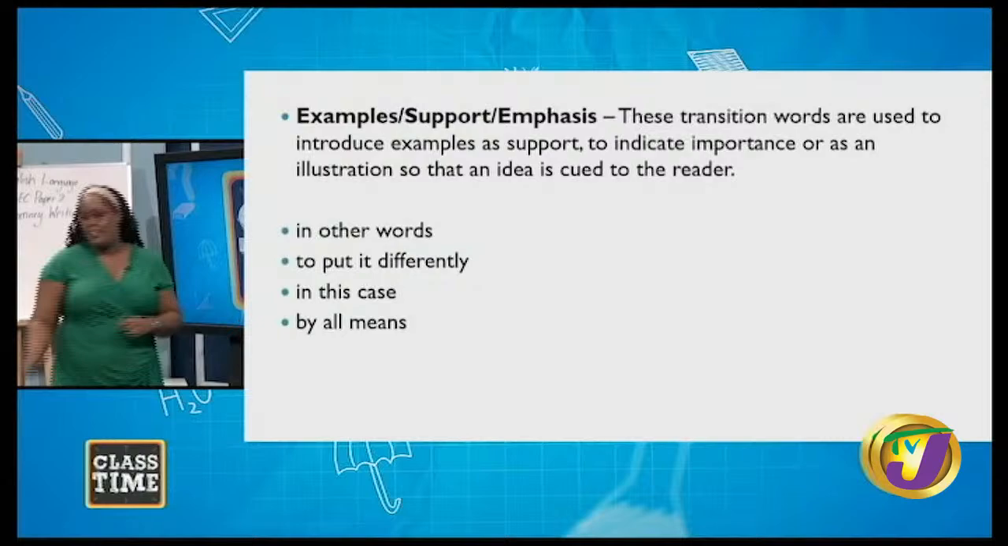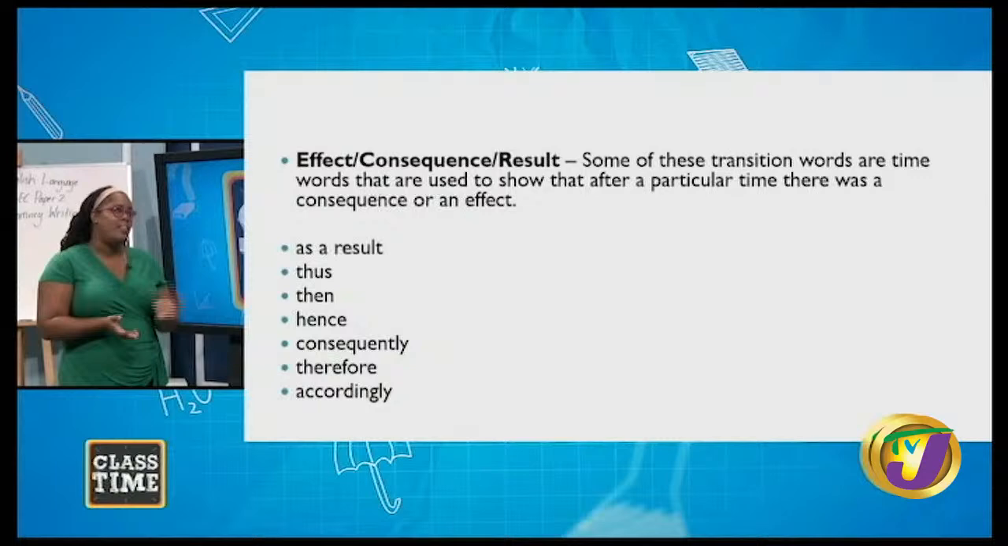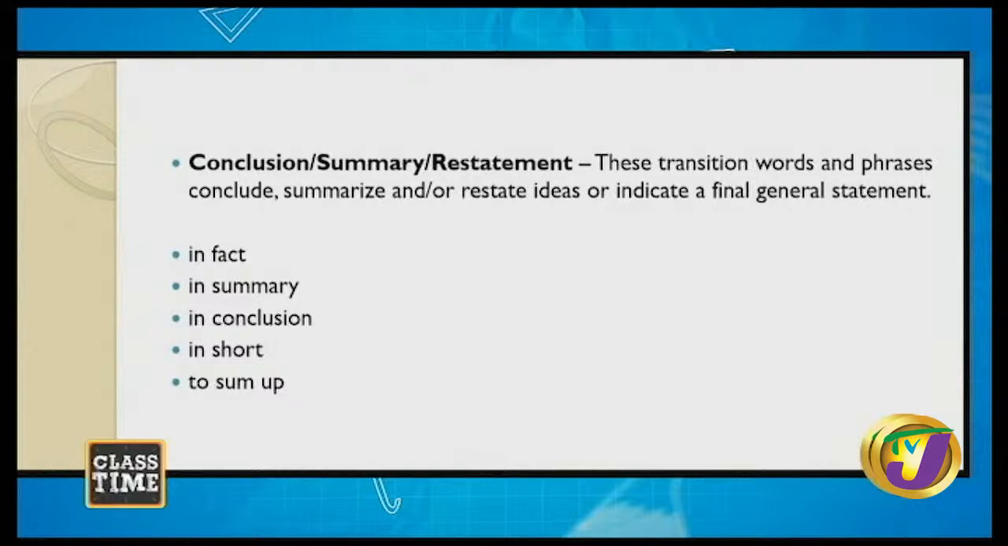Transition words and phrases that show effect, consequence, or result. Some of these transition words are time words that are used to show that after a particular time, there was a consequence or an effect. A few of these examples are as a result, thus, then, hence, consequently, therefore, and accordingly. And the final one: transition words and phrases that show conclusion, summary, or restatement. These conclude, summarize, or restate ideas or indicate a final general statement. Some of these are in fact, in summary, in conclusion, in short, to sum up.